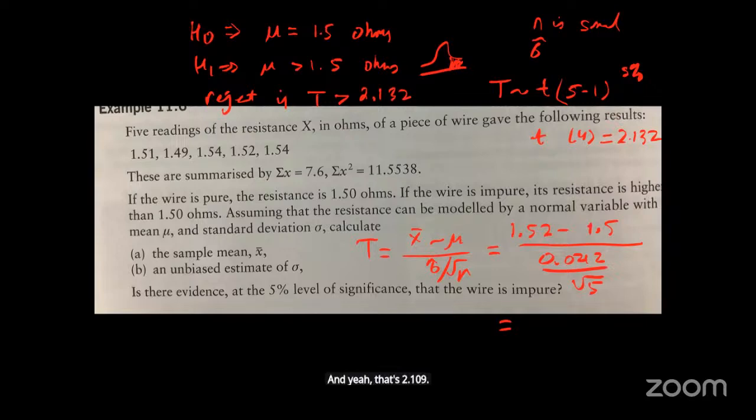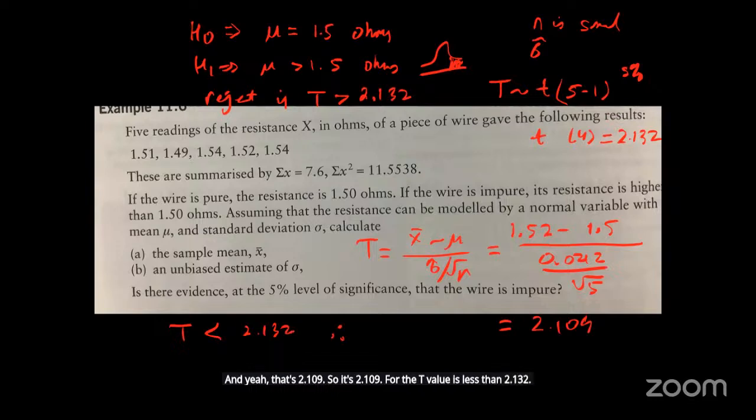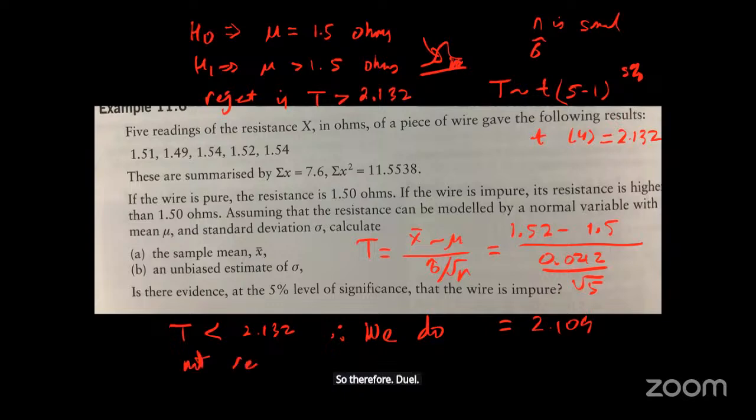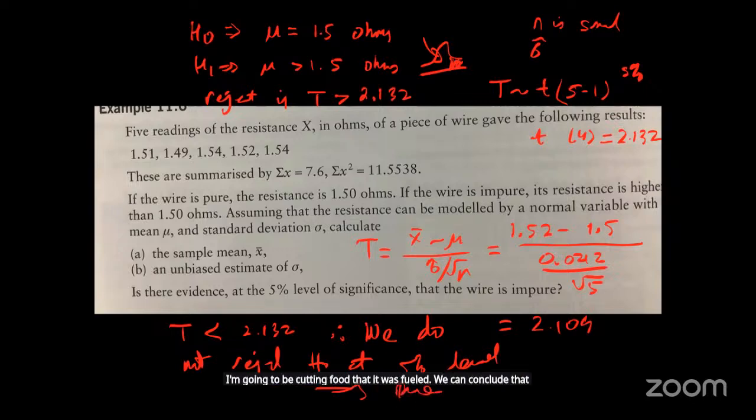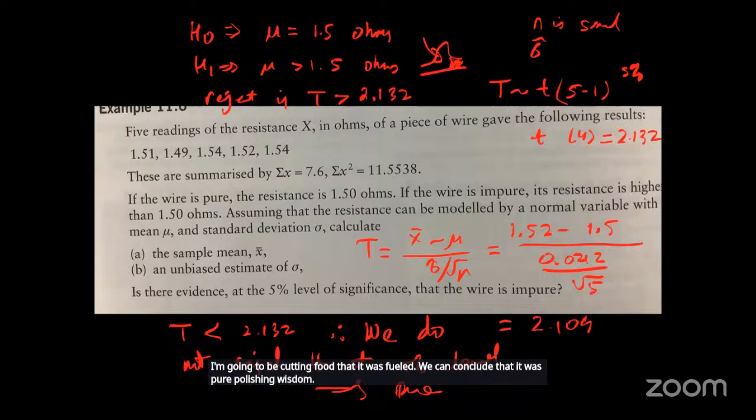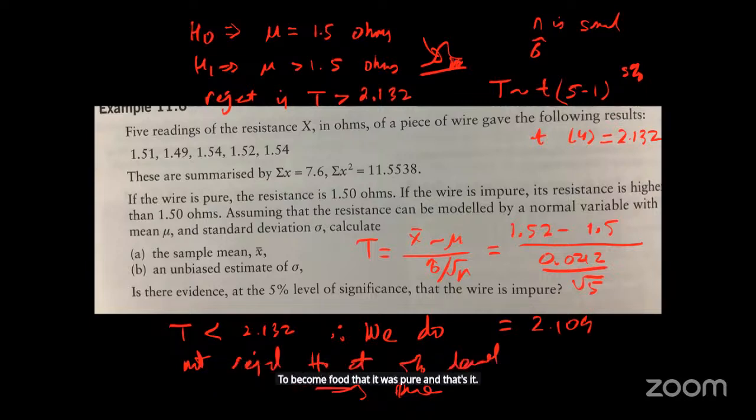So it's 2.109. The t value is less than 2.132, so it's on the good side. Therefore we do not reject H naught at the 5% level. And we can conclude that the wire was pure. And that's it. That's all we have to do for hypothesis tests.